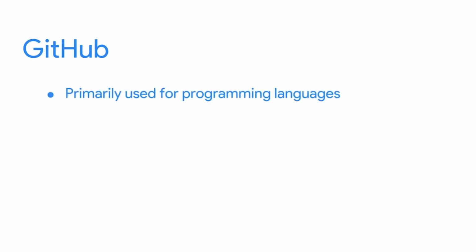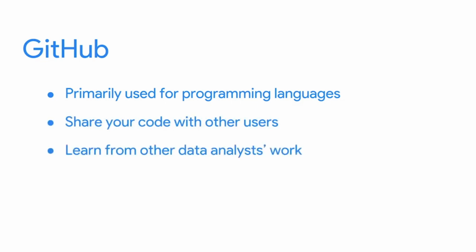GitHub's primarily used for programming languages like R or Python. It has a more technical setup than other platforms, but it's a great place to share your code and the how behind your analysis with other users. And if you want to learn from other data analysts' work, GitHub's a great place to be.